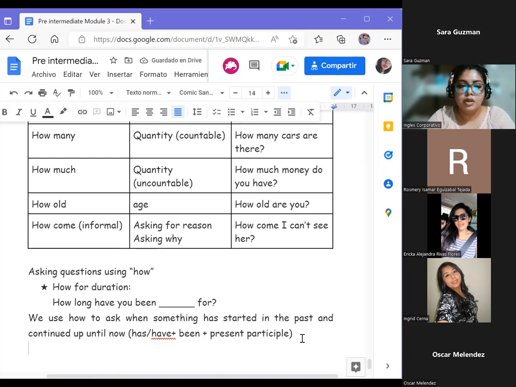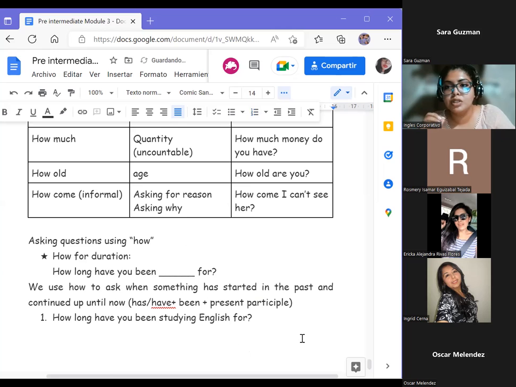And we have the examples. We have number one. How long have you been studying English for? And how can we answer that question? So in this case, we're going to see the example, the question and the answer for that kind of question. So in that case, we can think about the information that we can give when someone is asking that kind of question, and we can give the correct information that someone is asking.